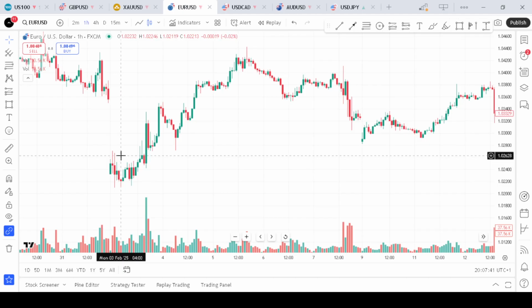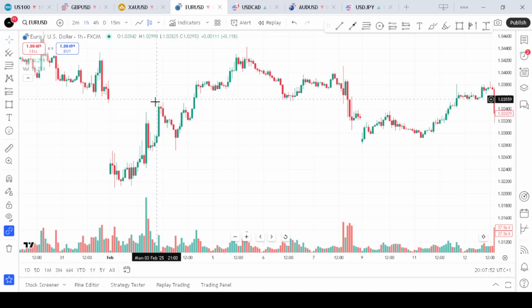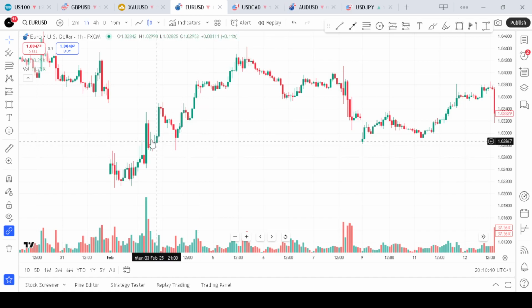Following this markup phase comes the distribution. In this phase, institutionals start selling their positions at elevated prices. In this case, you will see increased volume on down days during this phase, indicating selling pressure from large players. Price action may appear choppy, but often signals weak demand and preparation for the next phase.